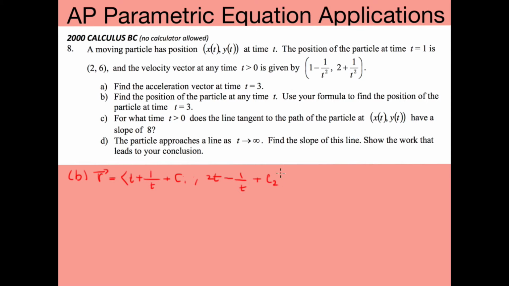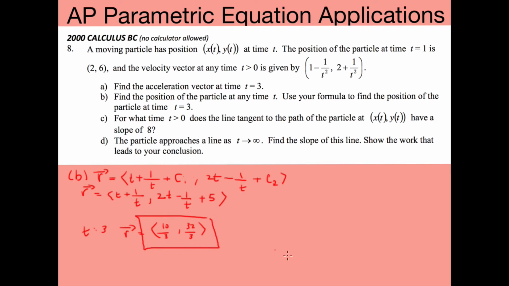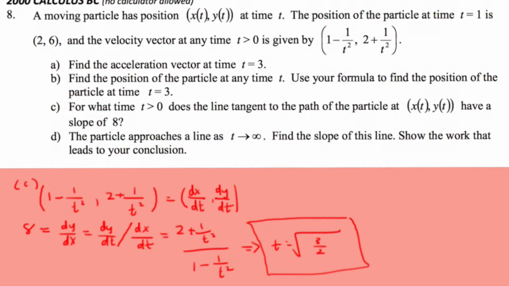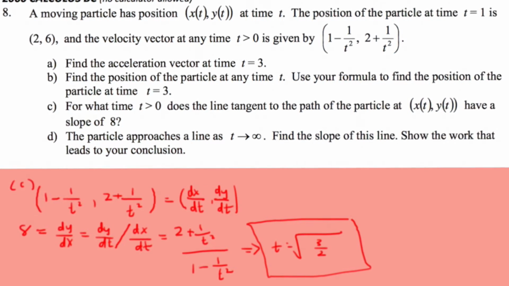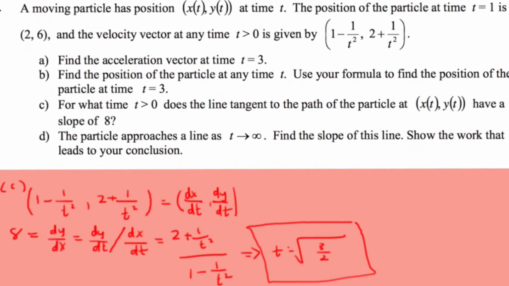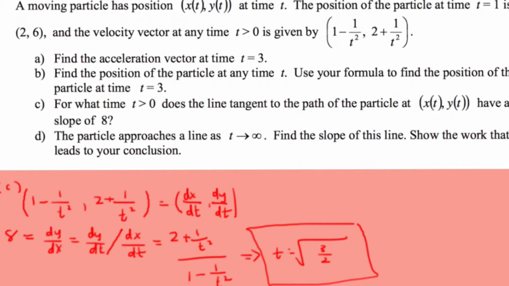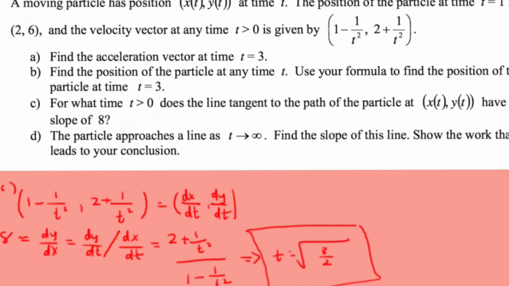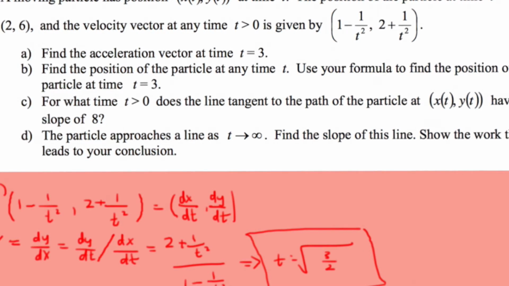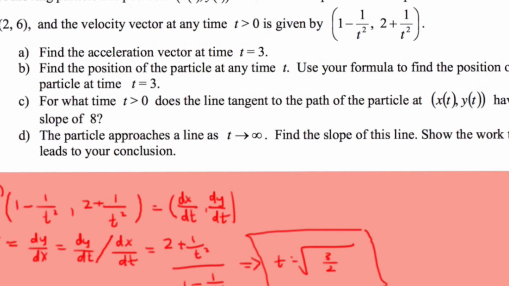For part B, we start off by doing antiderivatives, where we get the vector of r is equal to t plus 1 over t plus c1, where c is the constant that we need to find using the initial condition. And for the y, we get 2t minus 1 over t plus c2. It's already given to us that the position of the particle at time t is equal to 2 comma 6. So we use that and we get t plus 1 over t for x and 2t minus 1 over t plus 5. And then we just input t is equal to 3 and we get 10 over 3 comma 32 over 3.